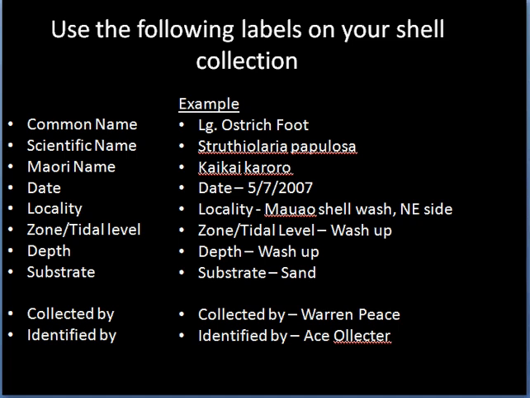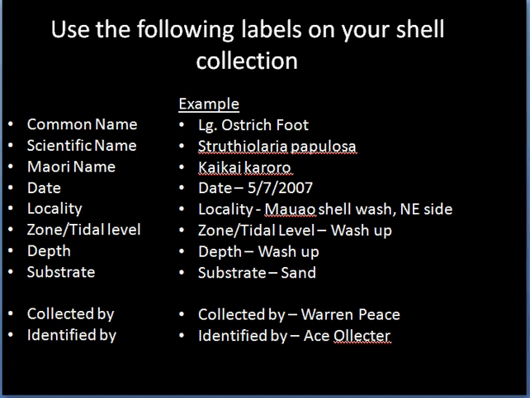So if it's up above in the wash-up zone, that's above the high tide mark, the mean high tide, and so that's the wash-up. If it's intertidal, if it's sometimes covered up and you found it in a rock pool, that would be intertidal. And if you are diving at 5 meters, then you would put subtidal. And then the depth here, wash up. But if you're diving at 5 meters, then you put 5 meters.